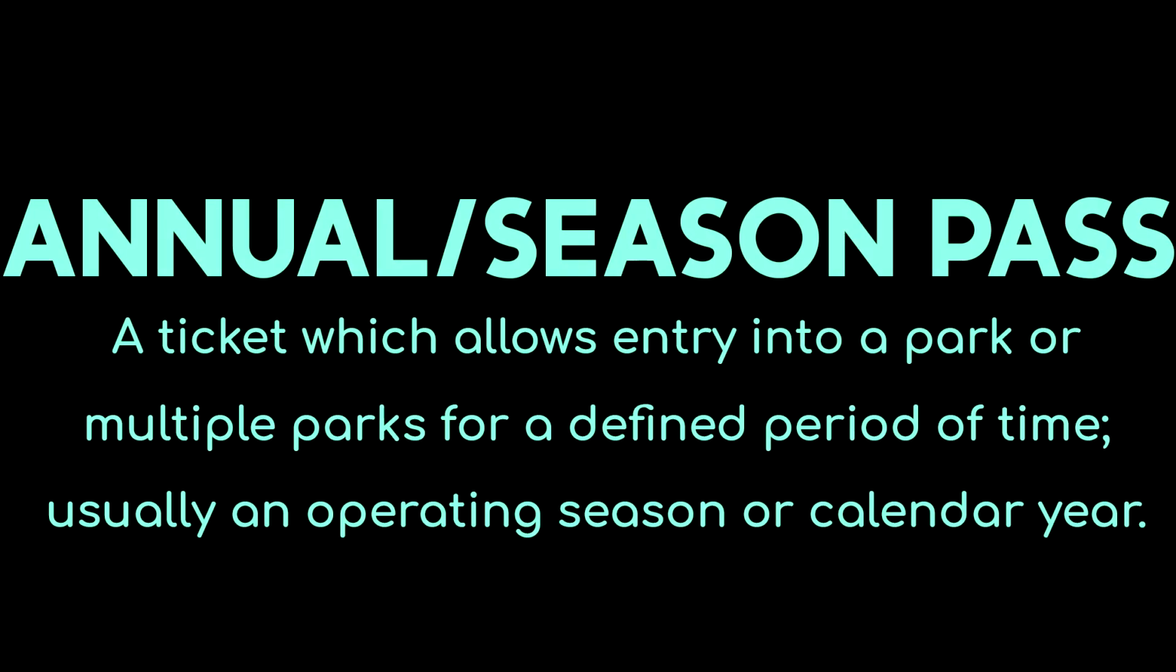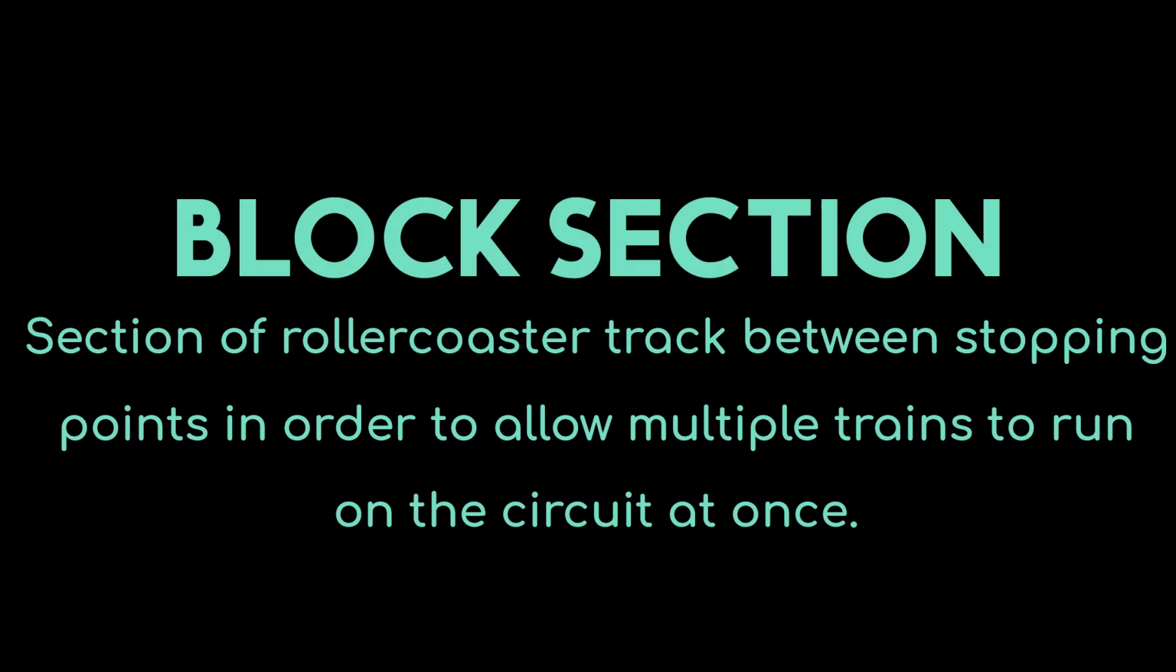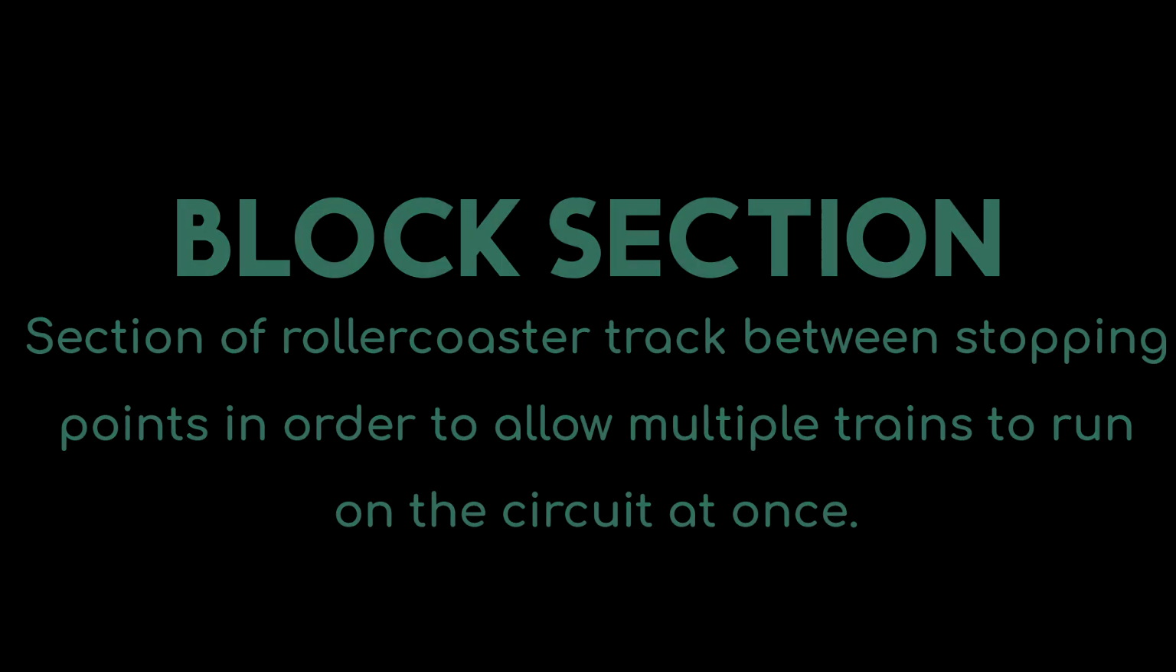Annual or season pass. A purchasable ticket which allows entry into a park or multiple parks for a defined period of time, usually an operating season or a calendar year. Block section. Sections of a roller coaster track are split into parts called block sections. These block sections usually begin and end at a set of brakes, chain lift or launch. It allows multiple trains to run on a circuit at once without collision.